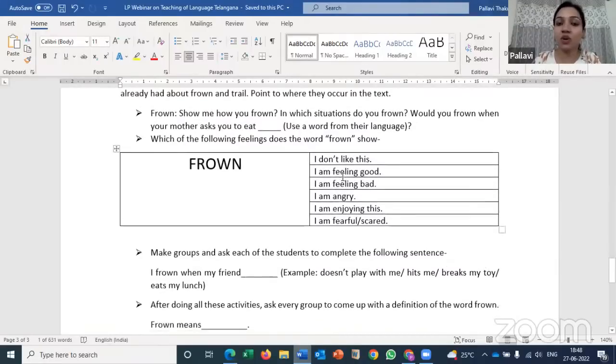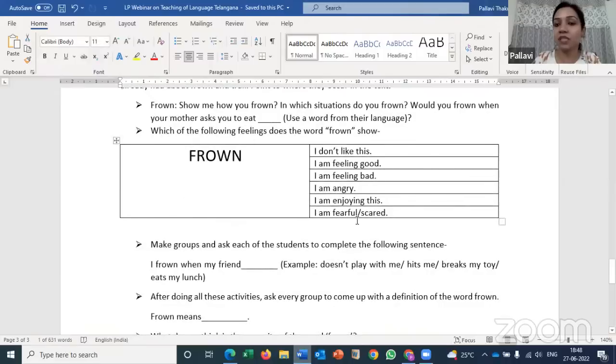And then you can also engage them in an activity like this, where you give the word and you can ask them, what does this word mean? What do you think this word might mean? Could it mean I don't like this? Now that students already know that you frown when you make a face like this, they might say that yes, it shows that I don't like something.